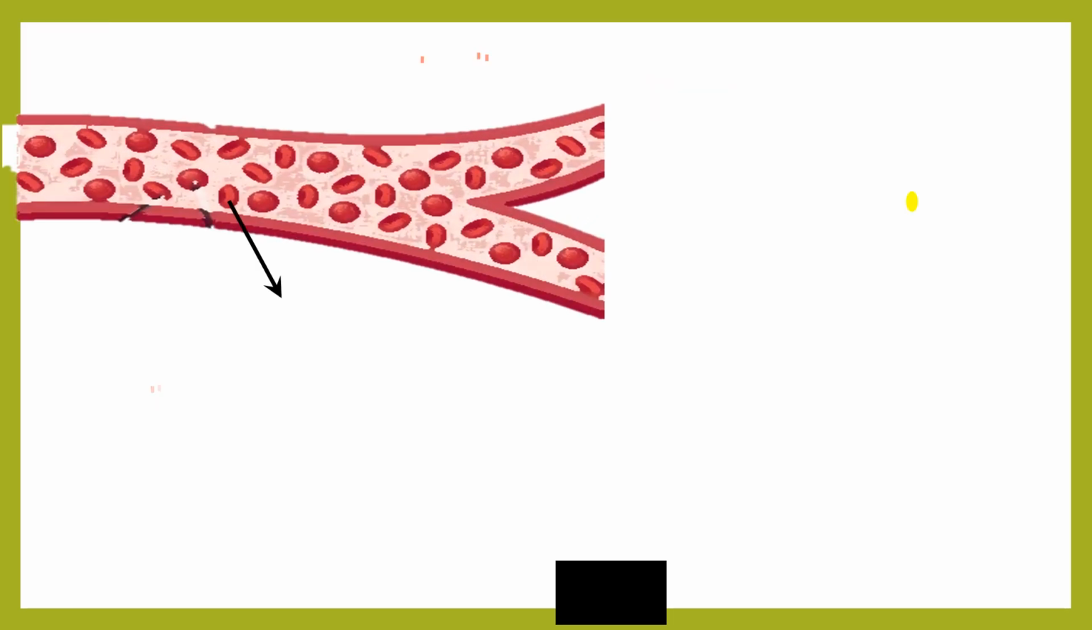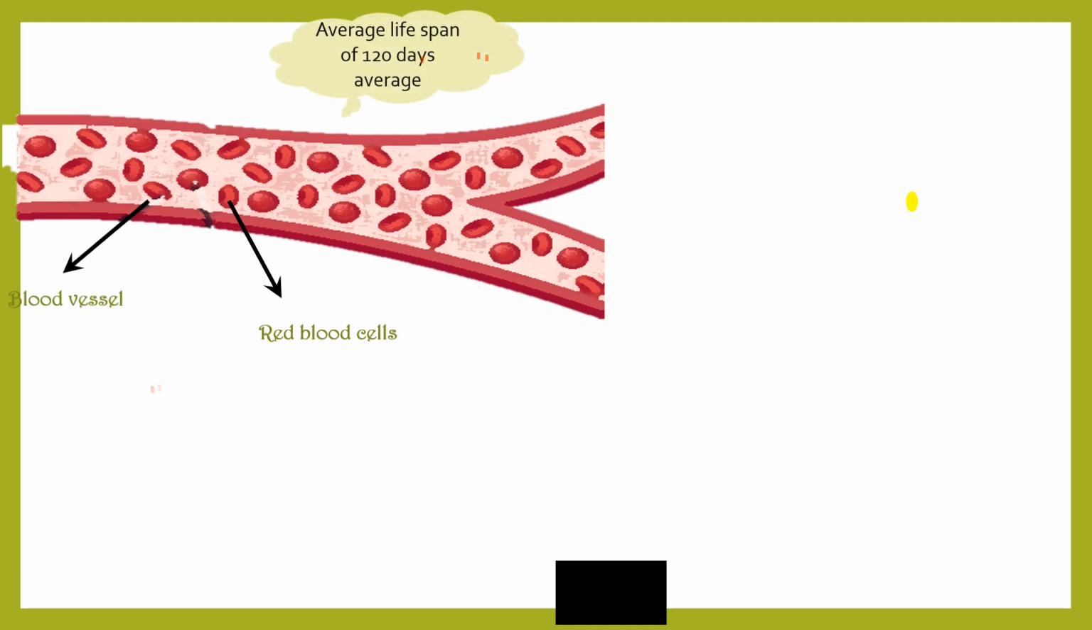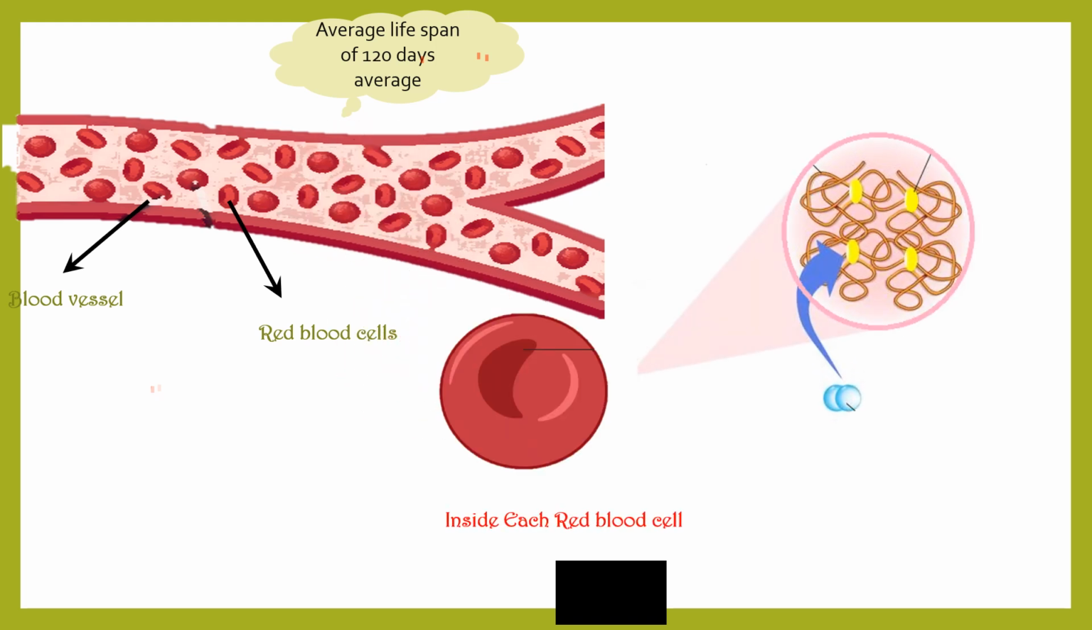As we know, red blood cells flowing through the blood vessel have an average lifespan of 120 days. Inside each red blood cell, we have heme molecule and a globin chain. The globin chain gets recycled to amino acids. Now let's see the heme molecule.